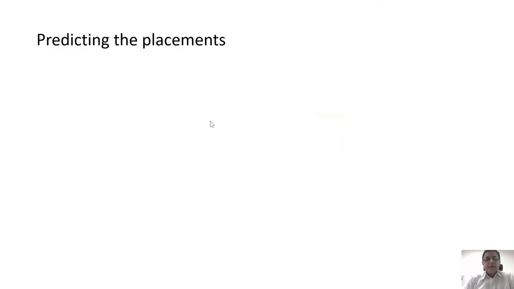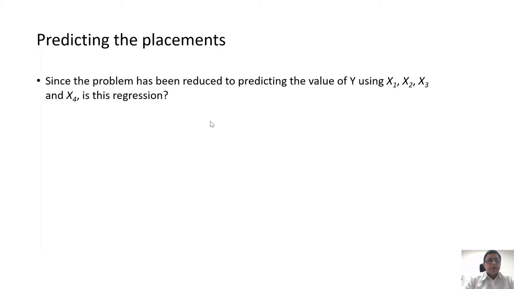So in the last session, we saw how the data about placement is available. So we had four variables: the academic performance during the MBA program, the academic performance during the UG program, the industry experience of a student, and the extracurricular, co-curricular activities ratings. Everything was rated on a scale of 10, right? So essentially, we had reduced the problem to predicting the value of Y using X1, X2, X3, and X4.